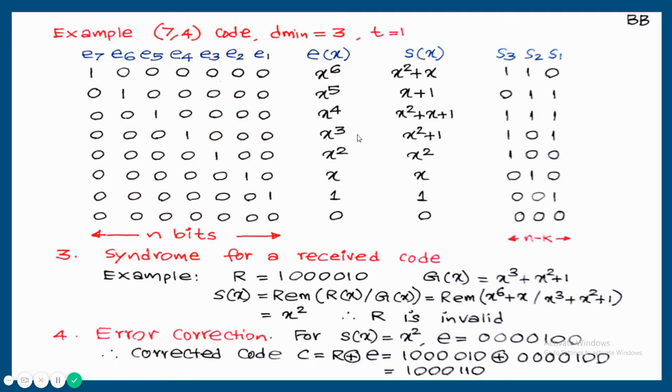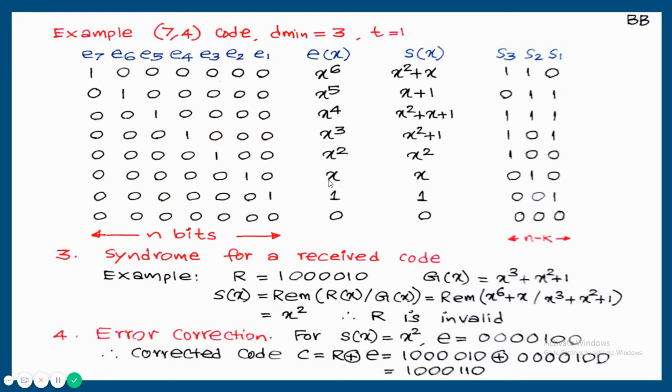X cube divided by x cube plus x square plus 1. The remainder is x square plus 1. Bits are here. And from here onwards, there is no division needed. The numerator degree is less than the denominator degree, so directly the numerator will be the remainder: x square, x, 1, 0. Corresponding bits are written here. So the syndrome table is completed. Using this syndrome table, we are able to do error correction later.